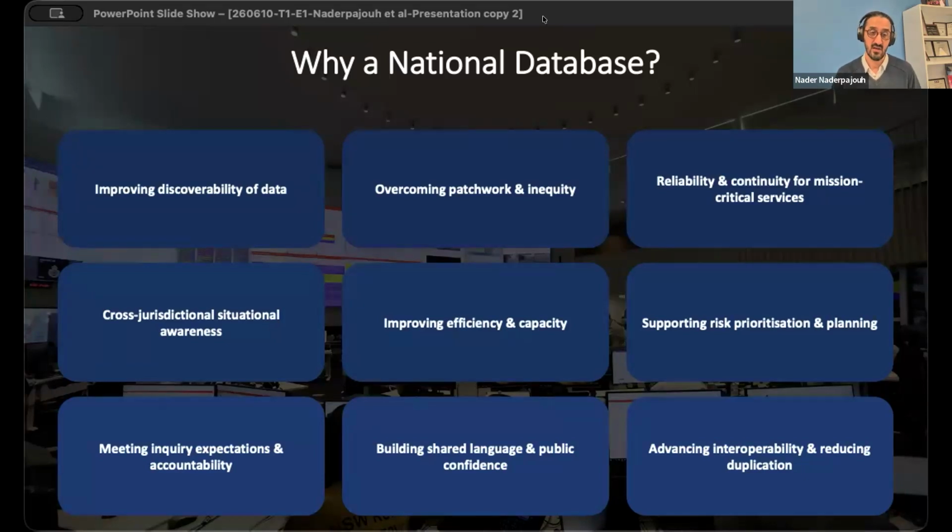One of the important benefits that was suggested by our interviewees is meeting the inquiry expectations, because a lot of times when an inquiry or any national quest is raised, it is very difficult for different agencies to come together to respond to that. So if we have a national database, it would be much easier to support that. Building shared language and public confidence, and also advancing interoperability and reducing duplication, which again improves our efficiency.